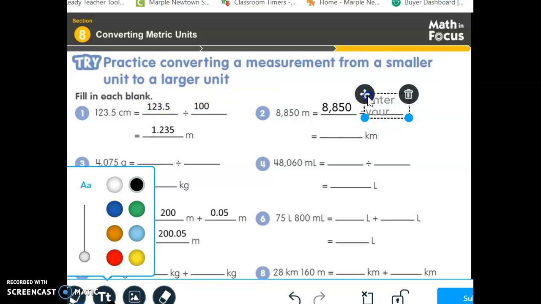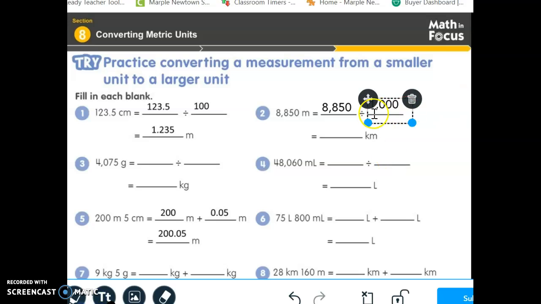And let's move this over here. And we're going to make it say 1,000, right? Okay, so now I'm ready to actually do the conversion. I have a new text box open and I'm ready to do this conversion.